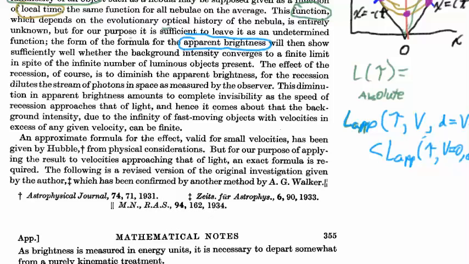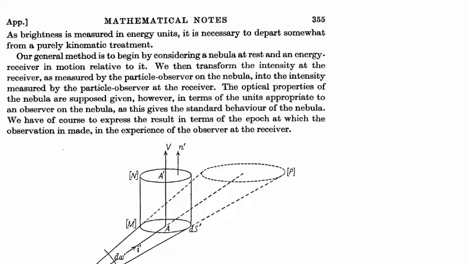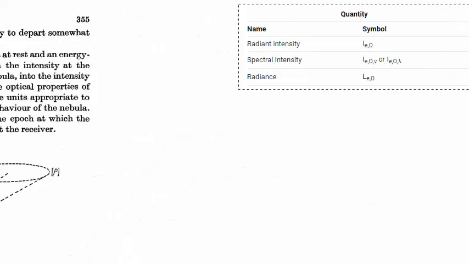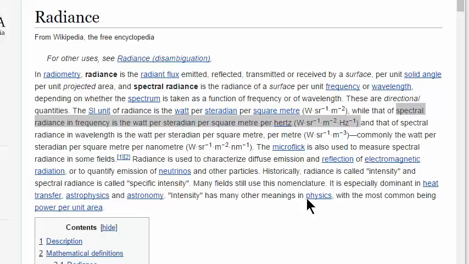He then says, as brightness is measured in energy units, it is necessary to depart somewhat from a purely kinematic treatment. In particular, he's going to be discussing the brightness in terms of watts per steradian per square meter. No, more than that, actually what he does is spectral radiance in frequency, the watt per steradian per square meter per hertz.